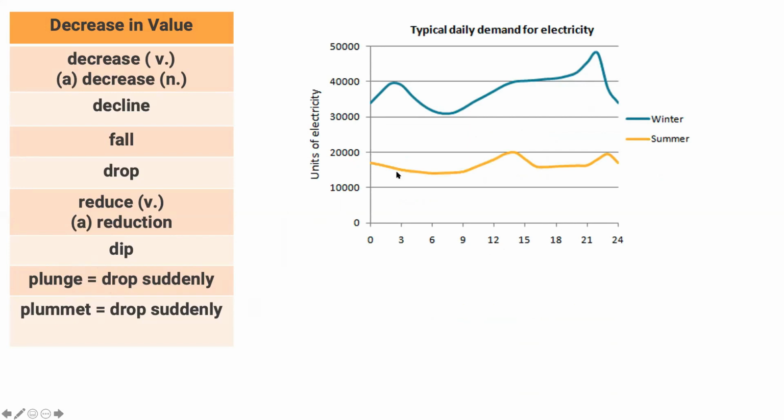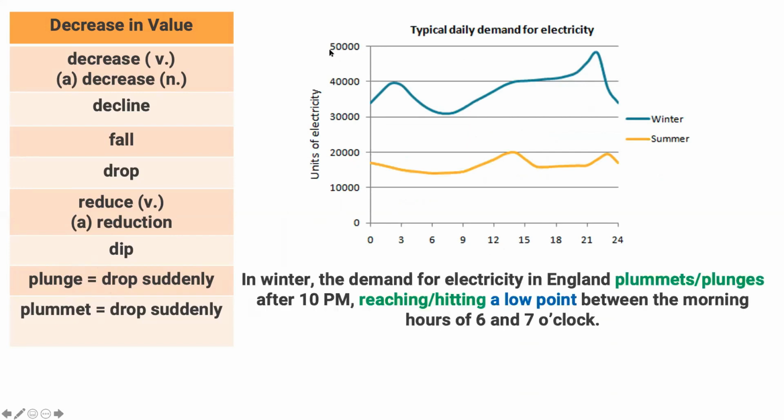Lastly, let's take a look at our plunge and our plummet. So we have a different graph here. We've got typical daily demand for electricity, and our sentence says in winter, the demand for electricity in England plummets, or you could say plunges, after 10 p.m.